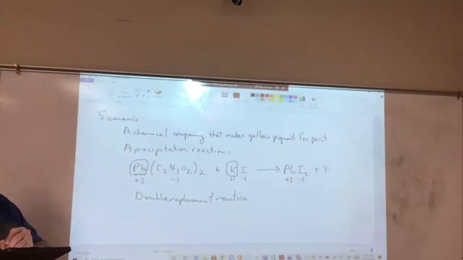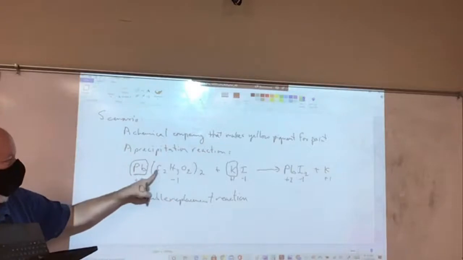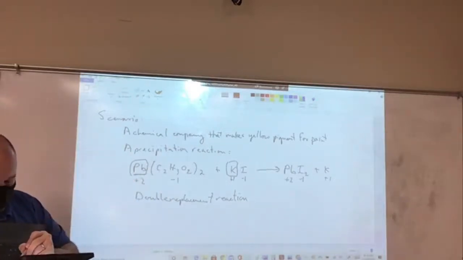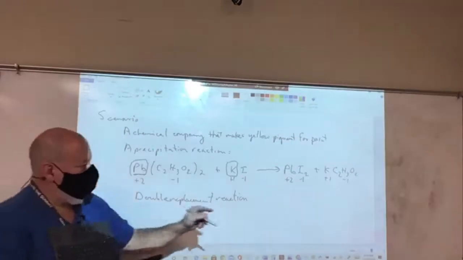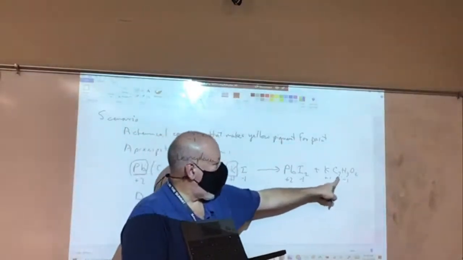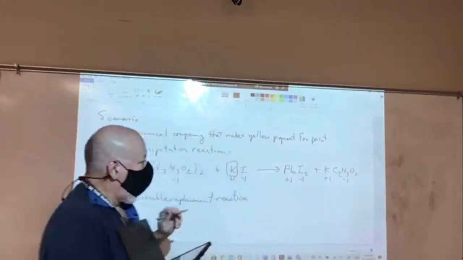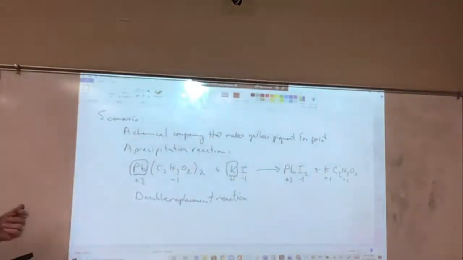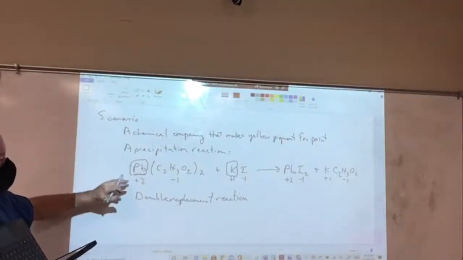And then we're going to have potassium, which again has a +1 charge. And since acetate has a -1 charge, I don't need 2 of them for potassium. I just need 1, C2H3O2, and that has a -1 charge. So the acetate ion and the potassium ion are balanced, but now I have to balance the chemical equation.